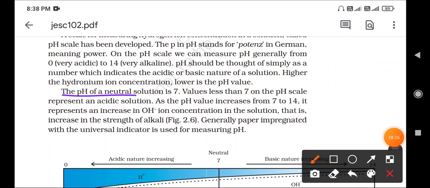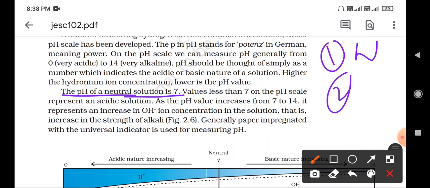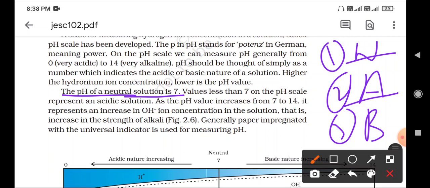There are three types of solution: one is the neutral solution, second is the acidic solution, and third is the basic solution. So what is a neutral solution? The solution which has a pH of 7 is called a neutral solution. The pH of a neutral solution is 7.